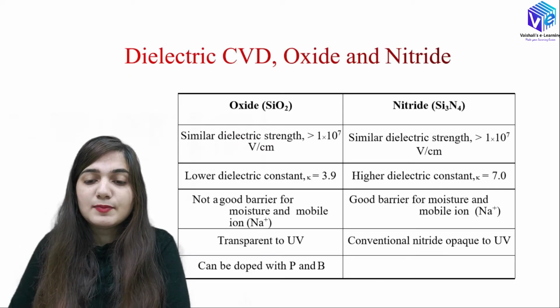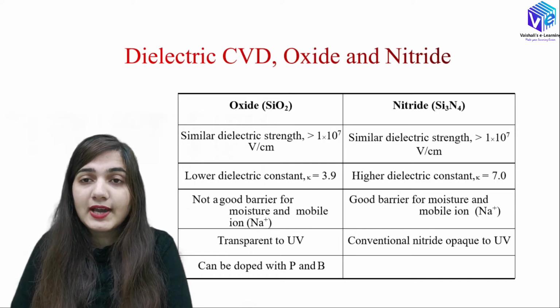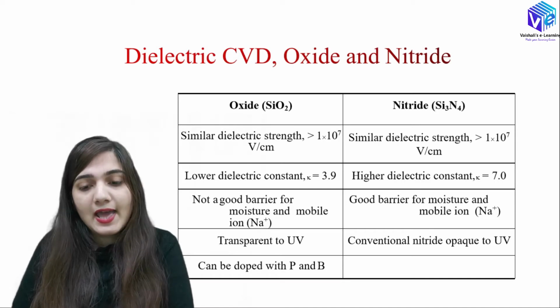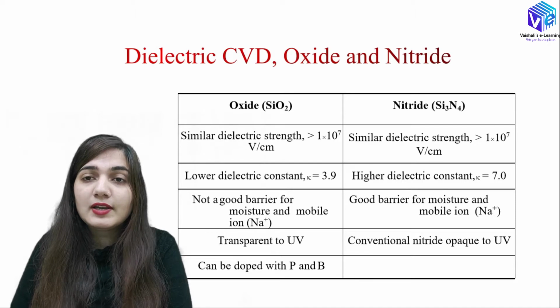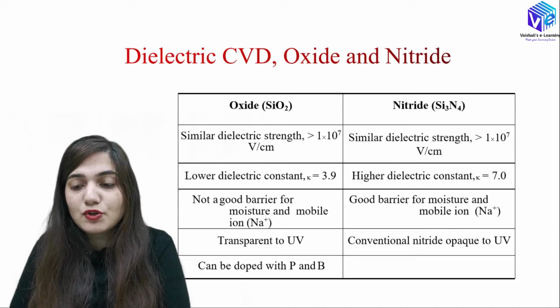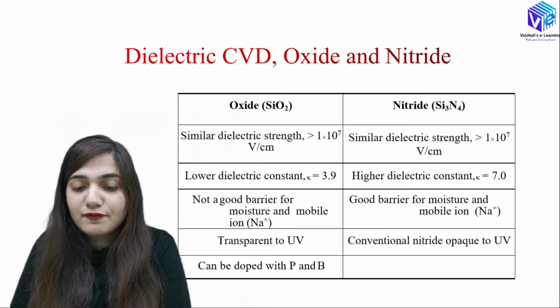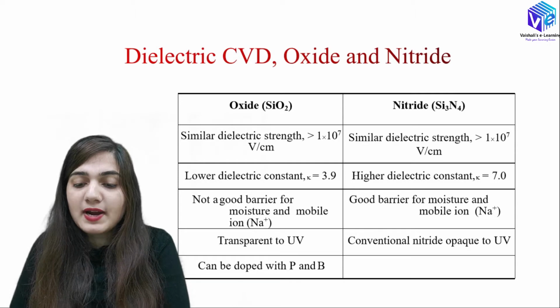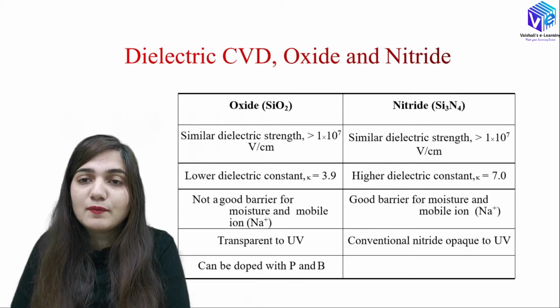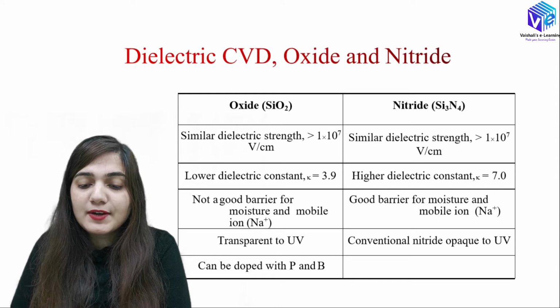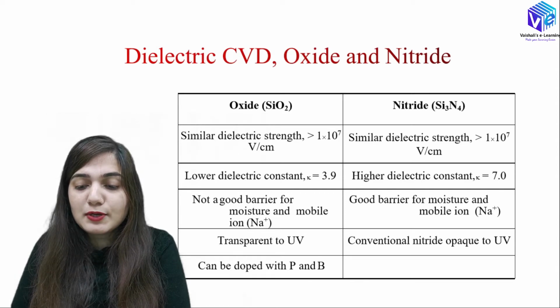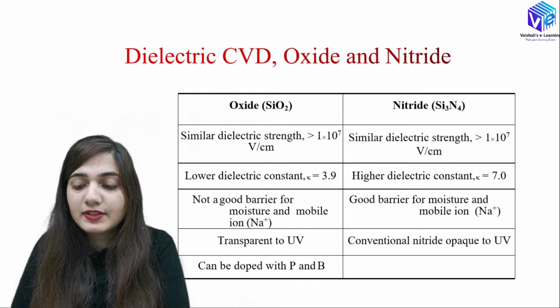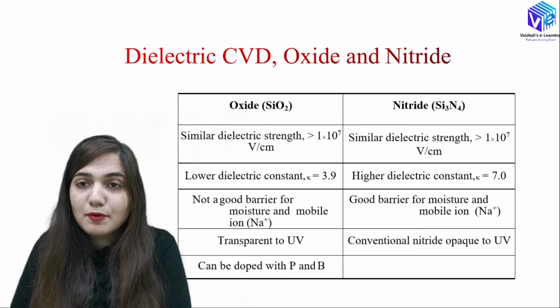Now coming to the difference between the dielectric layer or the dielectric thin film of oxide and the nitride. First of all we are going to see the layer of SiO2, then we are going to compare it with the layer of the silicon nitride, Si3N4. Both of them have similar dielectric strength, greater than 1 x 10^7 volt per centimeter. The dielectric constant is lower for the oxide, nearly equal to 3.9, but it is higher for the nitride, which is around 7.0.